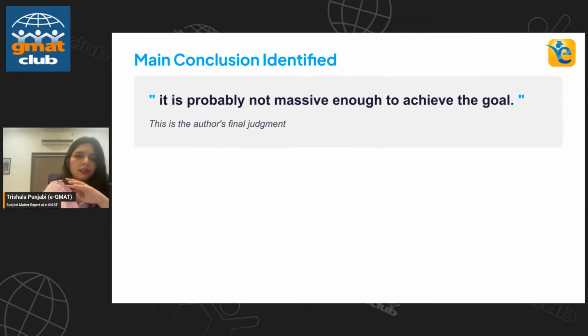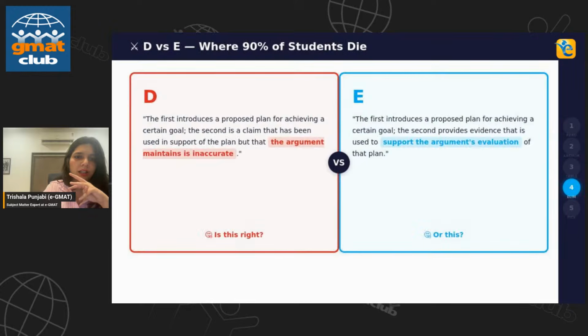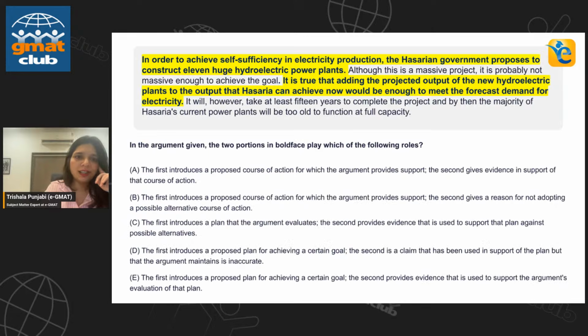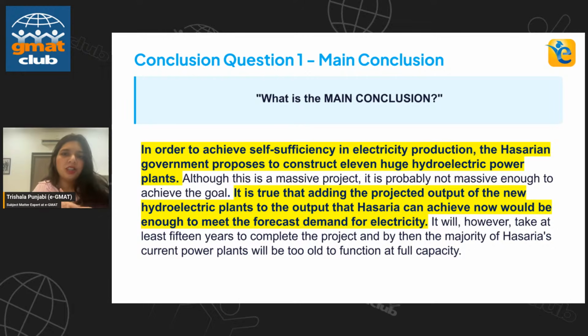So if we look at what is happening in this entire argument, first, essentially, they are saying that in order to achieve self-sufficiency, the Hazarian government proposes to construct 11 huge hydroelectric power plants. So this is the entire plan that the Hazarian government has. Why? Because they want to have self-sufficiency. Although it's a massive project, it is probably not massive enough to achieve the goal. So they're saying it is massive, but it's not so massive that you will achieve the goal. And that is the core conclusion of the argument.